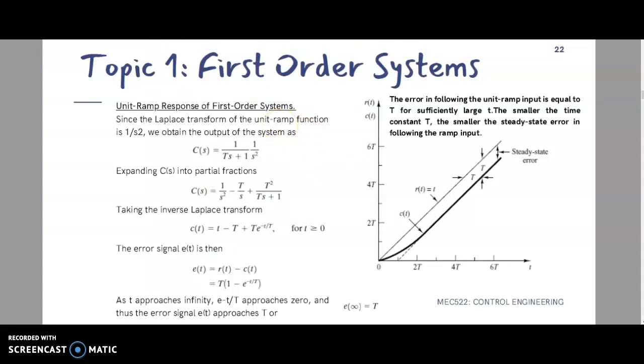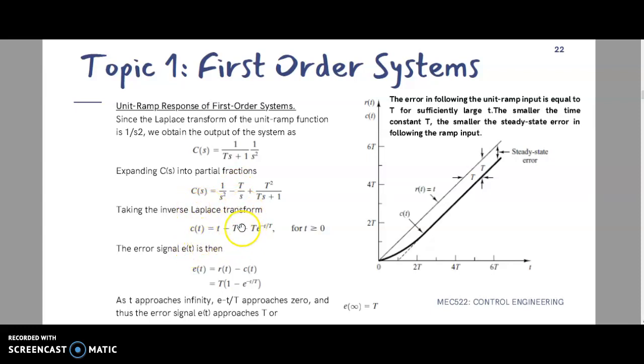This one is the first order for the step input. For the ramp input, you can see here. So you just replace with 1 over s power of 2, and then using partial fraction, you akan dapatlah equation dia something like this. This is a note from Ogata. You can refer to the Ogata textbook for more explanation.